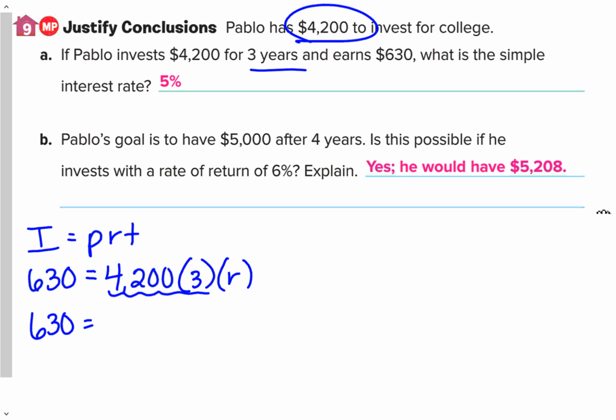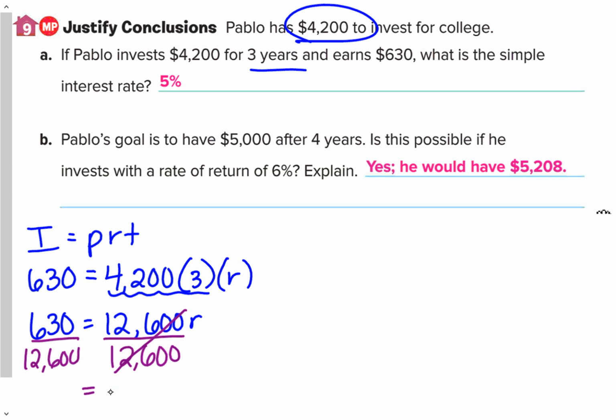4,200 times 3, that's going to equal 12,600 times our rate. So let's go ahead and solve this by dividing by 12,600 on both sides. This divides out to 1. So R is going to equal 0.05. And just to make that into a percentage, we're going to multiply that times 100. So your rate is going to be 5%.